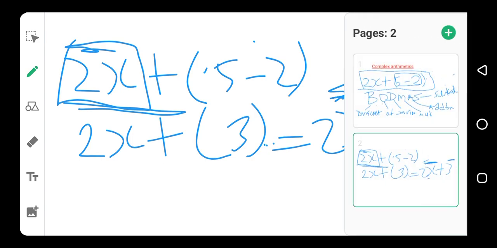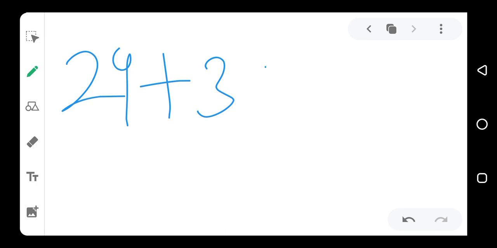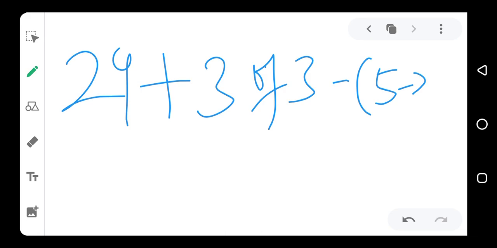So this one is the final answer. There's nothing else we can do here. Now let me give another example. If we have this number, 29 plus 3 of 3 minus 5 plus 2 in brackets.